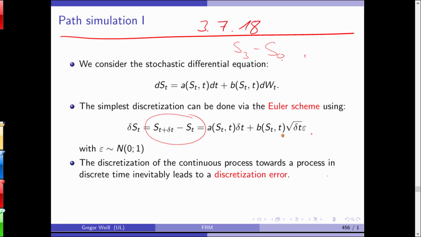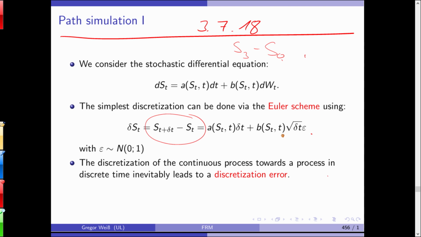And how can we discretize the stochastic process? We would just take the drift times the change in time plus the diffusion, and the change in the Wiener process dW_t, we know that this can be approximated by the square root of delta t times a standard normal distribution, epsilon.